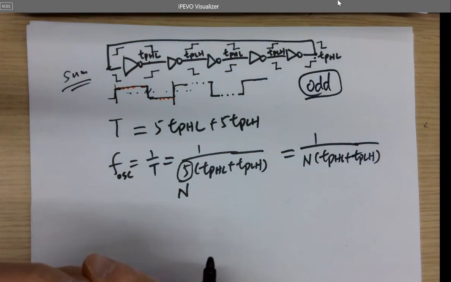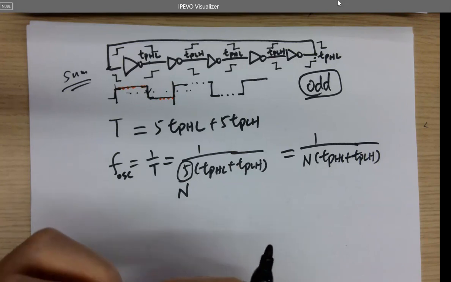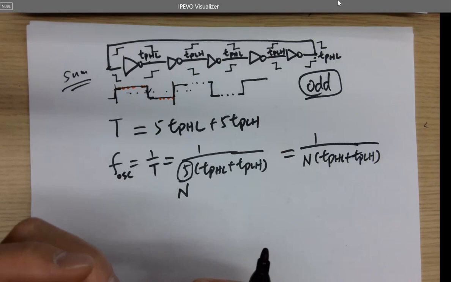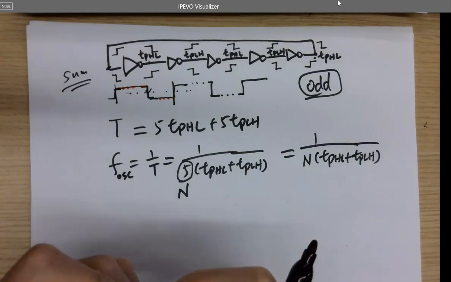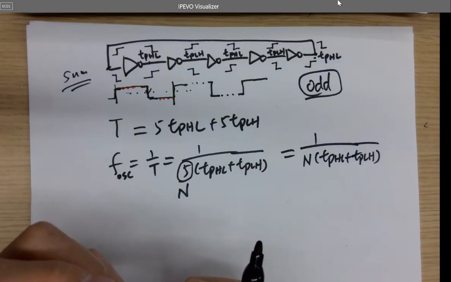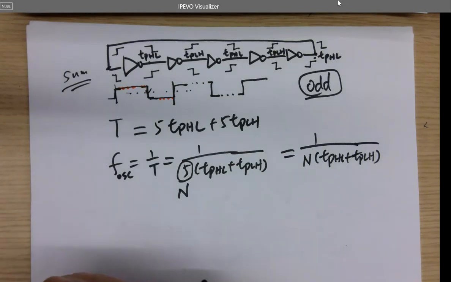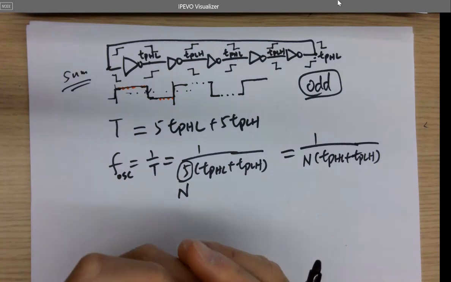So if you need a lower frequency, you want to oscillate it slower. Do you need more inverters or fewer inverters? You want a slower clock. Yeah, you need more, because with more inverters you get more delay. More delay will make the period longer. The T will become longer, then 1 over T will be smaller, right? So the frequency will be smaller.